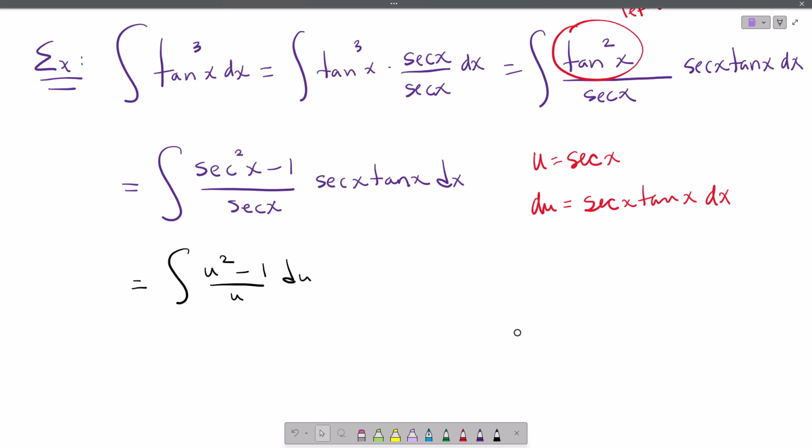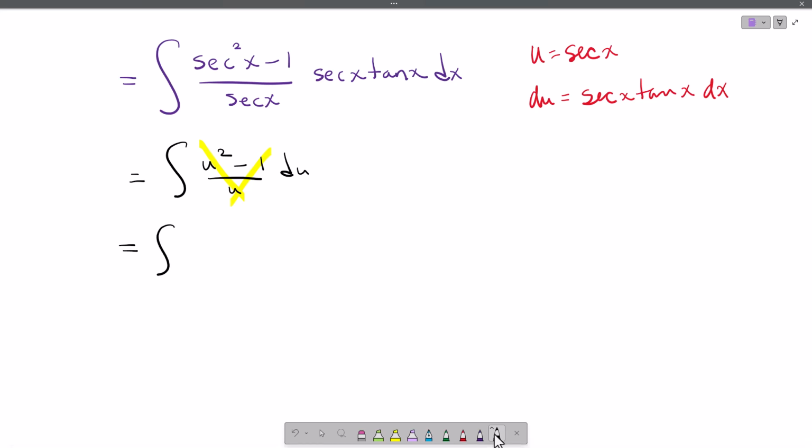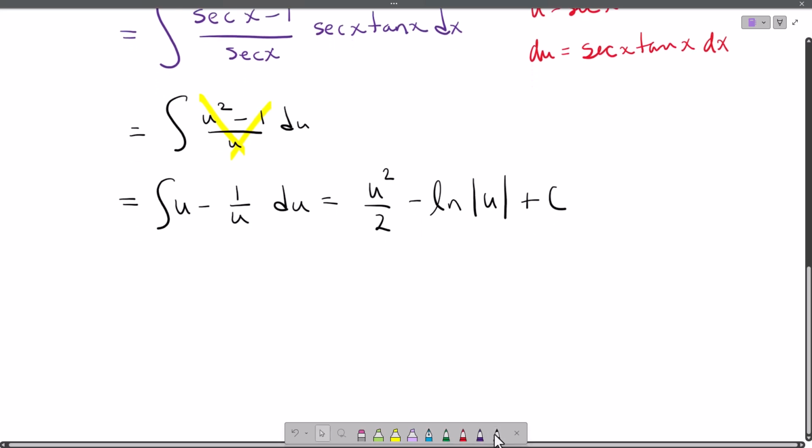We can think of it in two ways. It's improper because the top has more power than the bottom, so we could do long division. But long division in this case is equivalent to splitting the fraction. Either of those is a good way to think about it. So u cancels into u, giving us u minus 1 over u du. And then we'll get u squared over 2, and the integral of 1 over u is natural log absolute value of u.